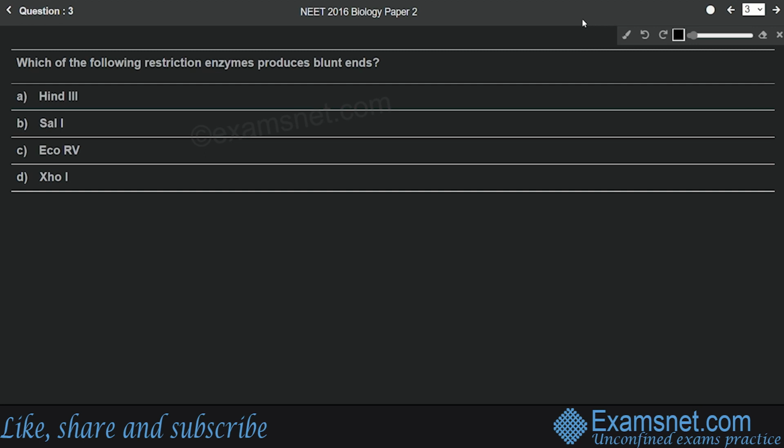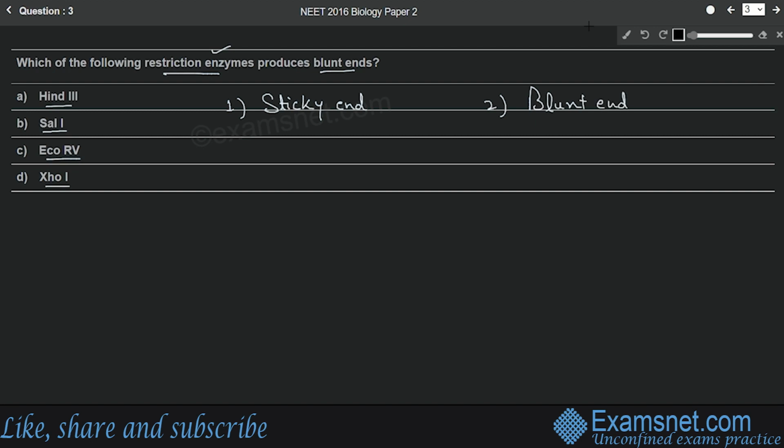Now question number 3 is again from the same chapter, biotechnology. Which of the following restriction enzymes produces blunt ends? Options are Hind 3, SAL1, EcoRV and XHO1. So what are blunt ends? When DNA is cut using restriction enzymes, two types of ends can be created. The first type is the sticky end, and the second type is the blunt end.